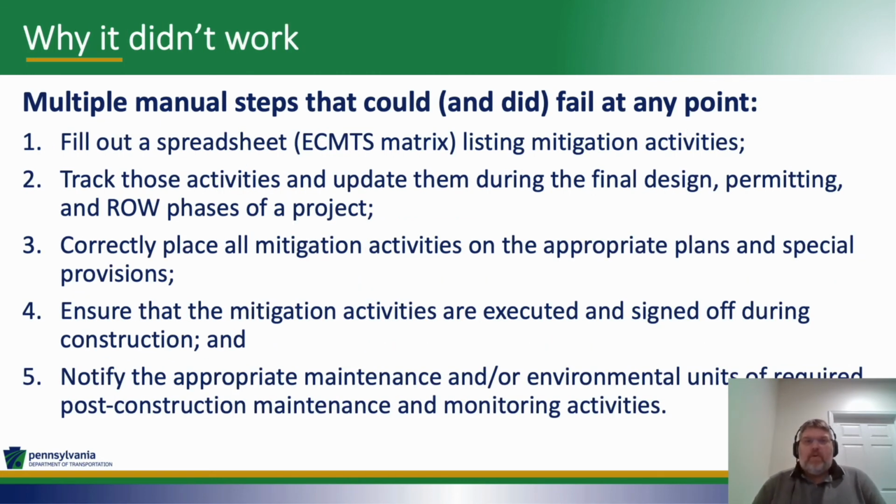So, as part of responding to the IOP finding, we started really digging to find out why things were not working. And it basically boiled down to the fact that there are multiple manual steps that had to be taken that could fail at any point and often did. So the first step was to fill out the spreadsheet. Then during the final design, some of those activities might need to be updated, so they had to be updated. If something comes out of permitting or right-of-way that needs to be added to it, they need to be added. And people need to know about this and keep that spreadsheet up to date.